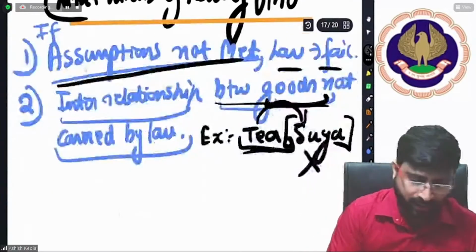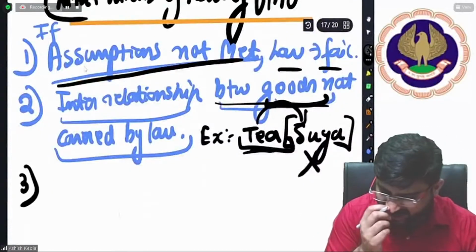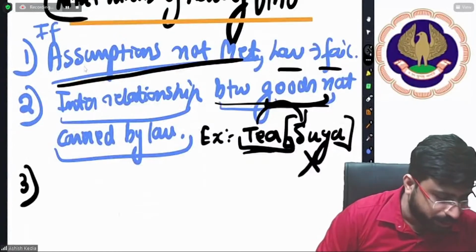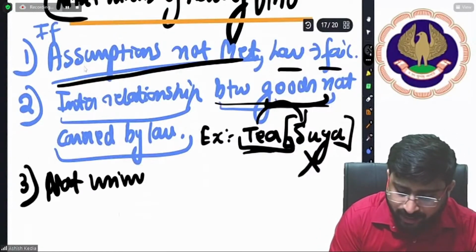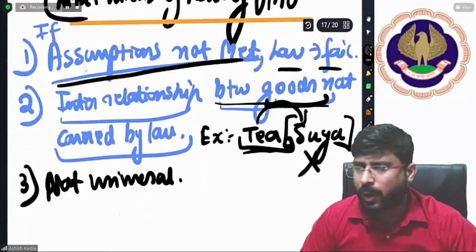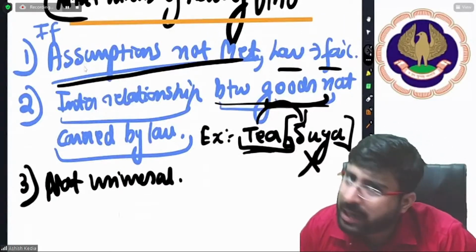Moving on to the third point. Let's see what the third point is. Third point is that law is not universal. Means it is not applicable to all commodities. ये law हर commodity के लिए applicable नहीं.